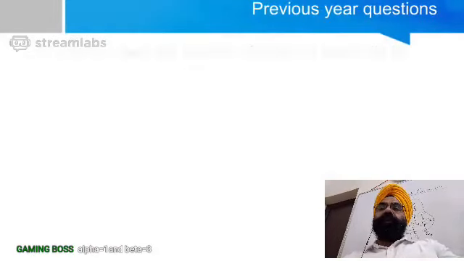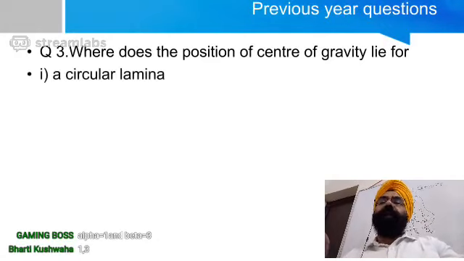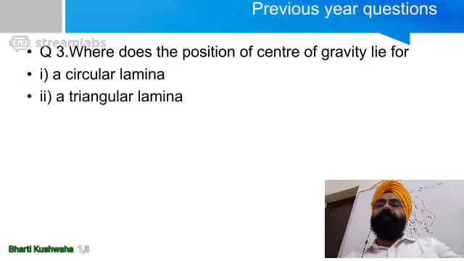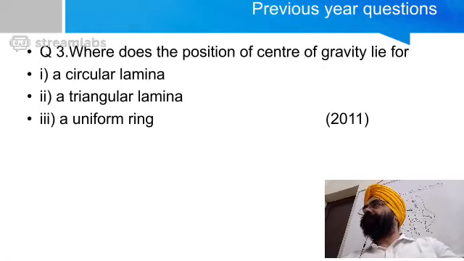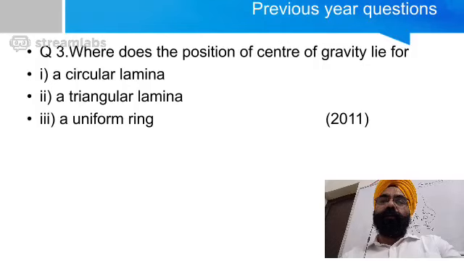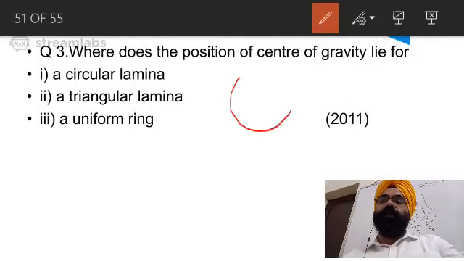We go to the next question. While discussing, I had told you, where does the position of center of gravity lie for a circular lamina, a triangular lamina, and a uniform ring? This is a 2011 question. So we have studied this. Where does the center of gravity of a circular lamina lie? Answering, not answering? No answers. I'll give it. It lies at the geometric center of the circular lamina.